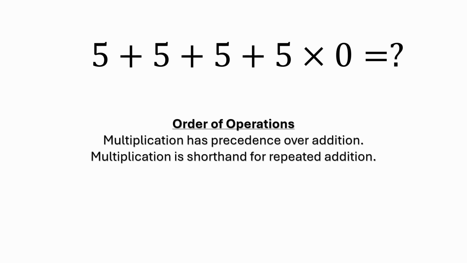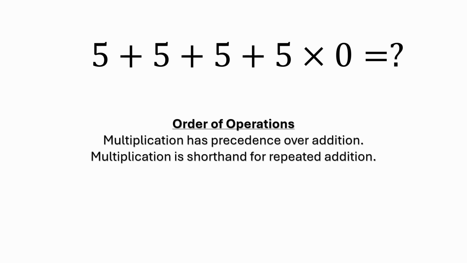First of all, you have to remember order of operations. Multiplication has precedence over addition, and multiplication is shorthand for repeated addition. Where a lot of people get this problem wrong is they solve left to right. They add 5 plus 5 plus 5 plus 5, then multiply all of it by 0, and say the answer is 0. That is wrong because you don't just blindly solve left to right. You need to follow the order of operations.